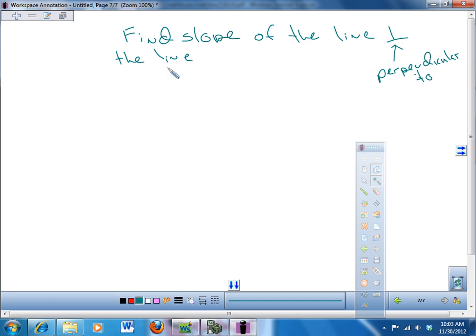Find the slope of the line perpendicular to the line, sorry, I can't write from the side. The line y equals 1/2 x plus 5. You can do that. Find the slope of the line perpendicular to the line. Sometimes I do it like this: slope of the perpendicular. That means the slope of the perpendicular line.